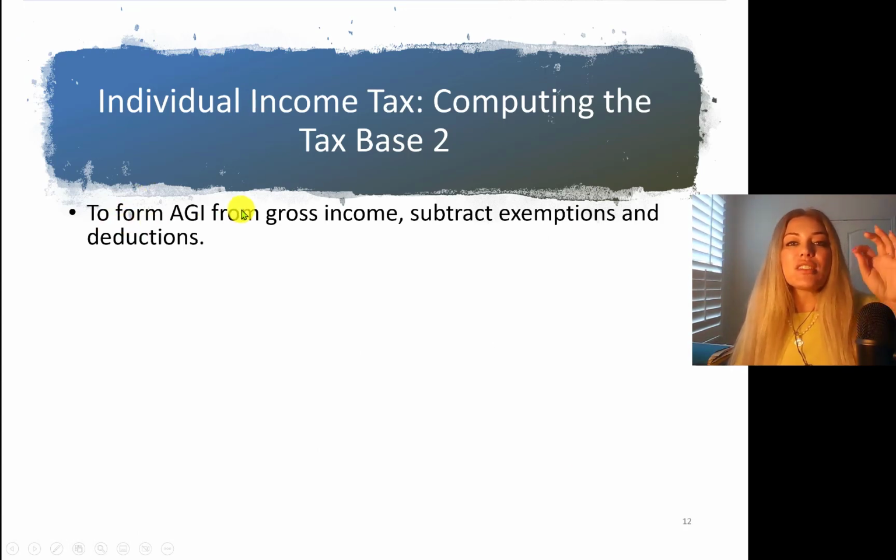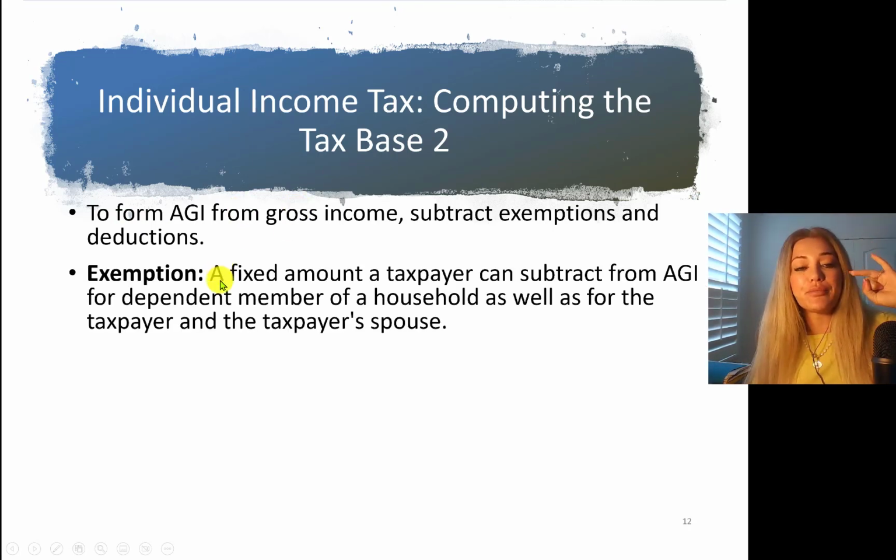To form taxable income from adjusted gross income, you need to subtract exemptions and deductions from it. Exemptions are a fixed amount a taxpayer can subtract from AGI for each dependent member of the household, as well as for the taxpayer and taxpayer's spouse. So if you're single, you have no exemptions. If you have a spouse and 10 more children, you are going to be paying less tax because of the increase in number of exemptions.